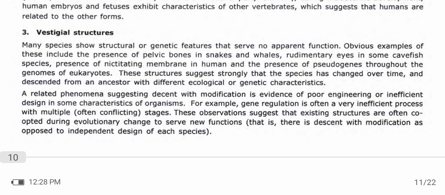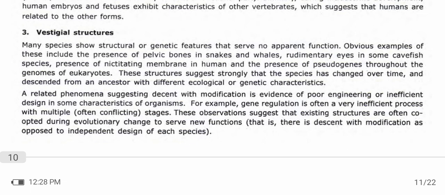Many species show structural or genetic features that serve no apparent function. Obvious examples of these include the presence of pelvic bones in snakes and whales, rudimentary eyes in some cave fish species, the presence of the nictitating membrane in humans, and the presence of pseudogenes throughout the genomes of eukaryotes. The structure suggests strongly that the species have changed over time and descended from an ancestor with different ecological or genetic characteristics.